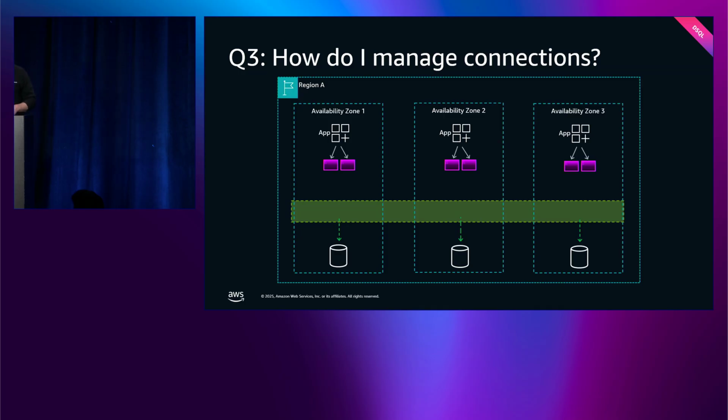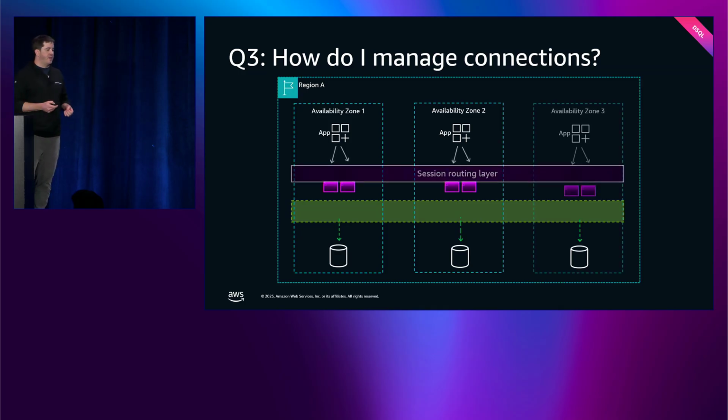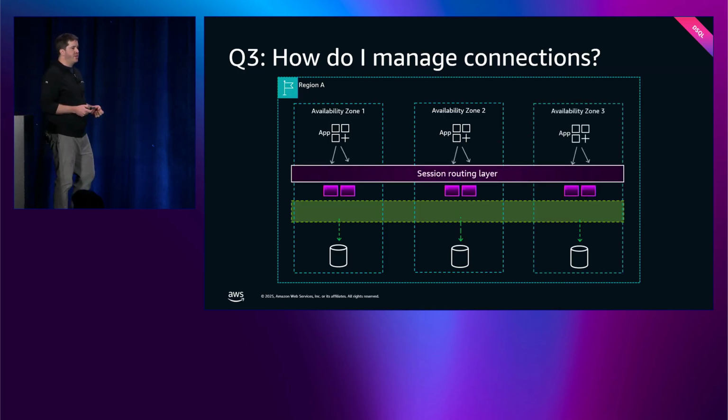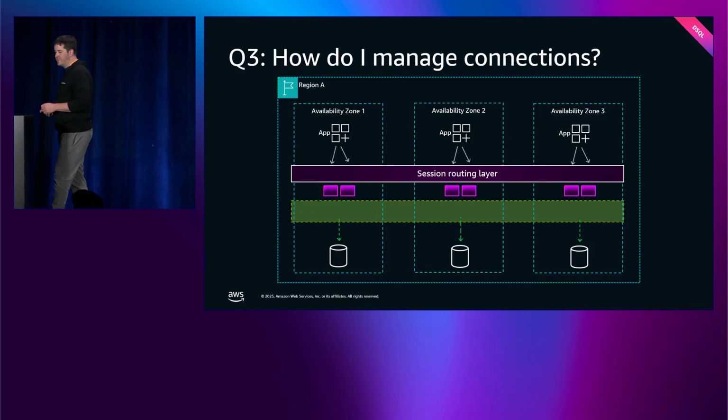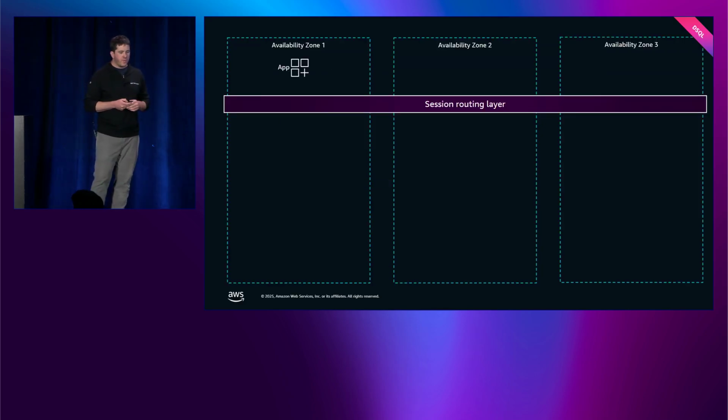Here we have 6 connections to DSQL, and how do we get them? Well, between your application and the query processor is a service known as the session routing layer, and its job is to make sure that connections are always available, that you can get connections quickly, even in the event that many hundreds of thousands of connections flap due to a networking event.